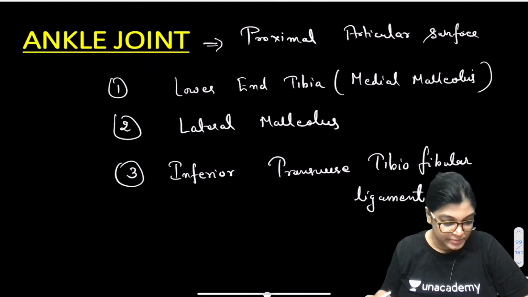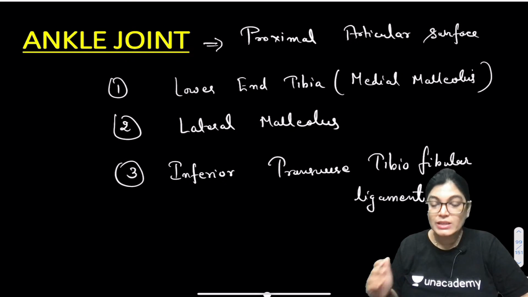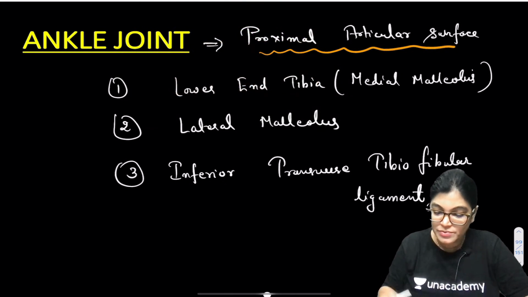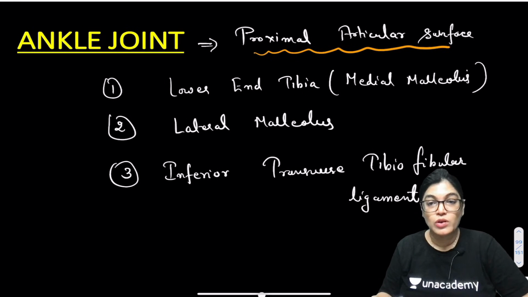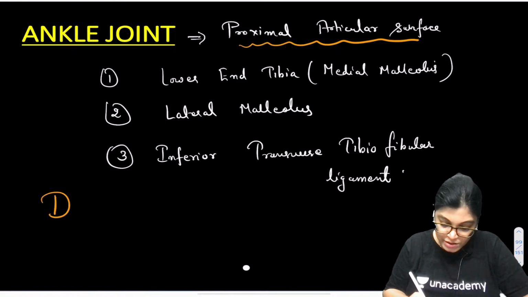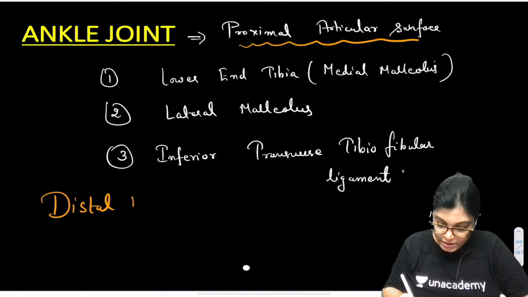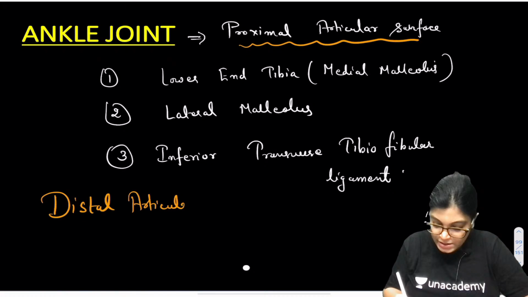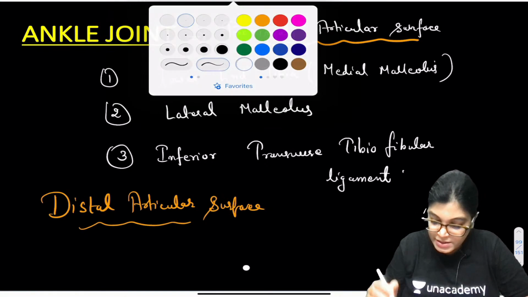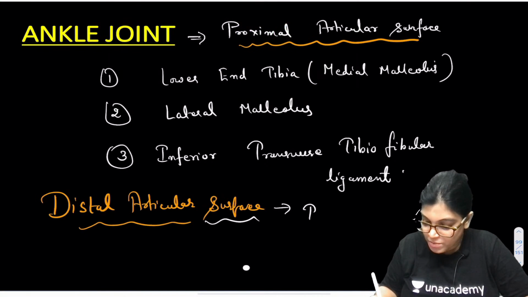Now let me give you the details of the distal articular surface. Now what I want you all to know is the distal articular surface. The distal articular surface is formed by which bone? The talus bone. Which bone, my dear friends? It's the talus bone.